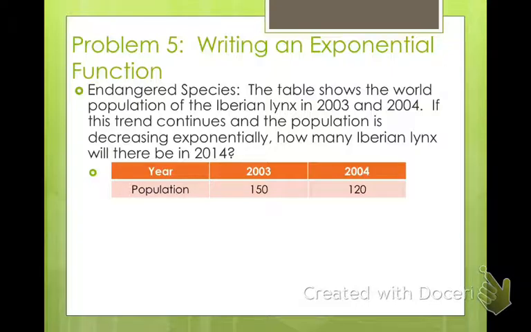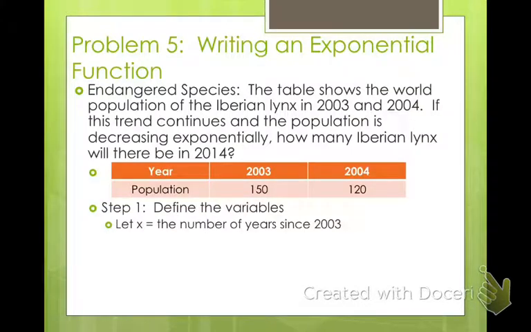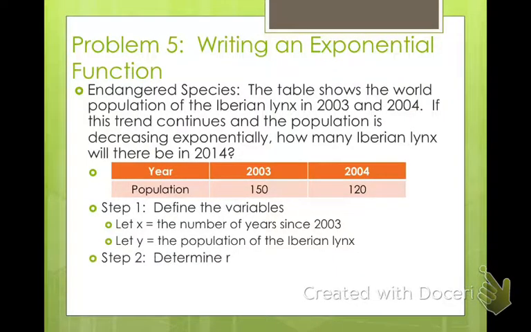Okay, so does it make sense to use an exponential model in this situation? I would say yes. So we need to define our variables. What's our initial amount? So we're looking at years since 2003. Y is the population. We want to know how many there are. We need to determine what our rate is. What was our rate of decrease?